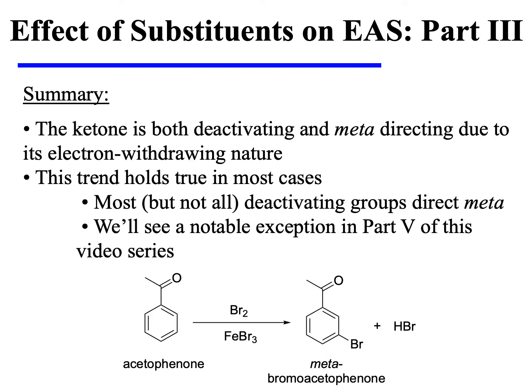In summary, the ketone is both deactivating and meta-directing due to its electron withdrawing nature. This trend holds true in most cases. Most, but not all, deactivating groups direct meta. We'll see a notable exception to this trend in part 5 of this video series. So to recap, when acetophenone is halogenated, the product is meta, and the reaction is more sluggish than that of benzene, so the substrate is deactivated.